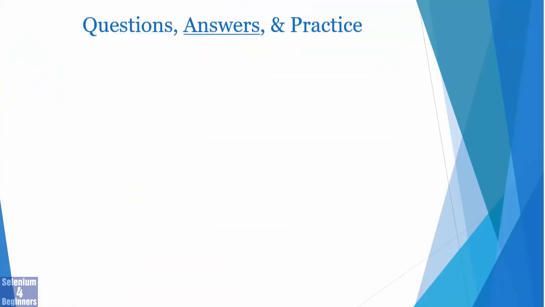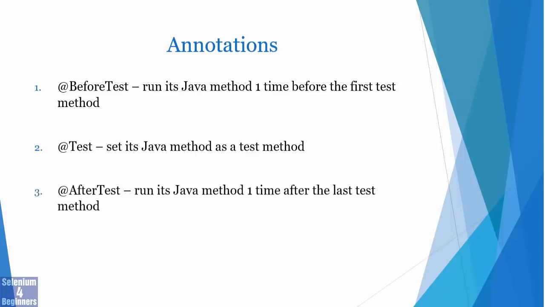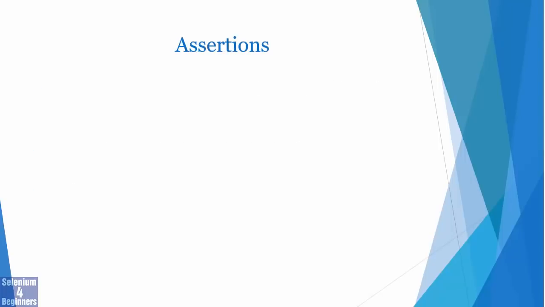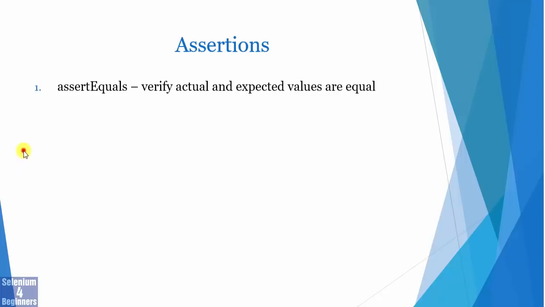Assertions. Assertions help us to verify if our test passed or failed. There are several assert methods, but we will cover assertEquals and assertTrue. AssertEquals verifies the actual and expected values are equal. AssertTrue verifies a condition is true.